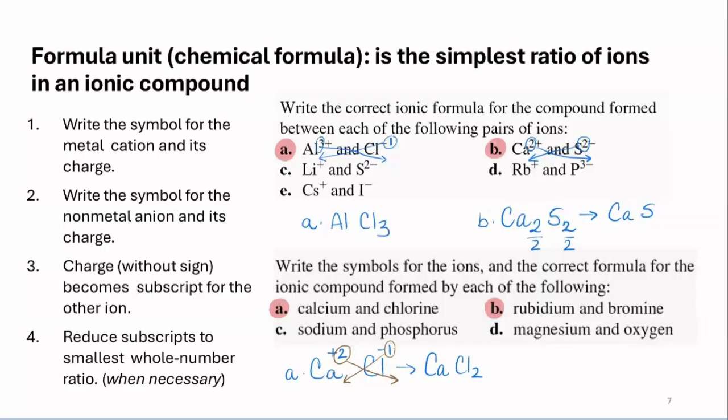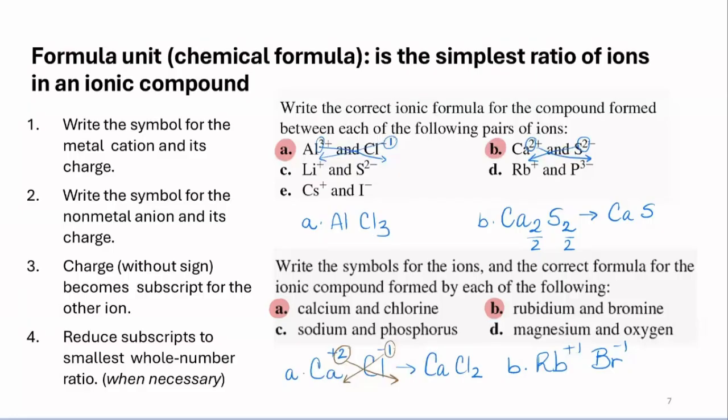In letter B, we are going to write the symbol for rubidium, which is Rb. And rubidium lives in group 1A of the periodic table, so it has a charge of +1. Bromine is an element that its symbol is Br, and it has a charge of -1 because it lives in group 7A. You can observe here that if I add +1 and -1, that will equal 0.